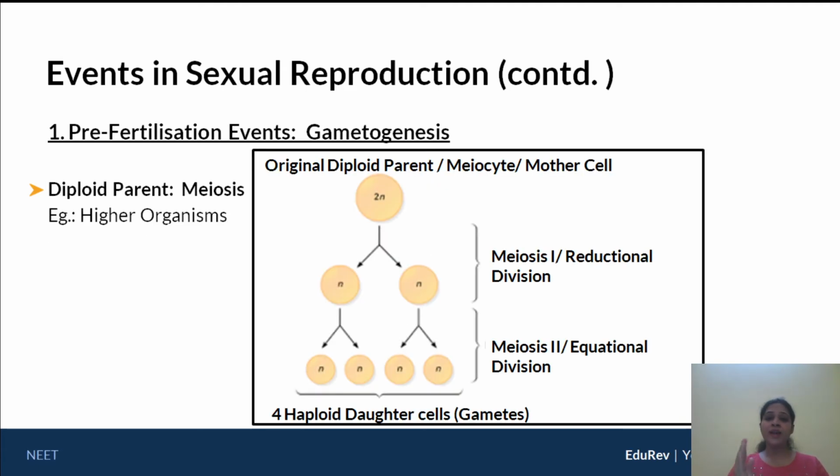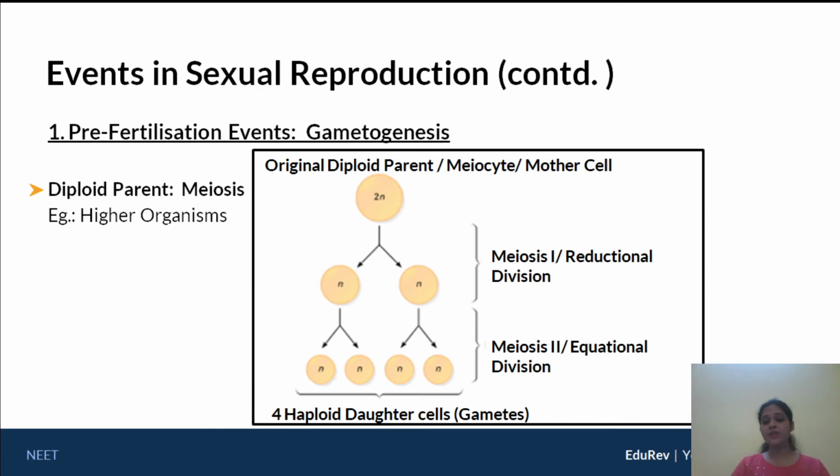Now, first of all, gametogenesis in a diploid parent. Now, if a diploid parent undergoes gametogenesis, it is always by meiosis. Now, always remember the end product, that is the gamete, has to be haploid. That's the rule that we have studied. Okay. Now, this is a concept of high organisms because most high organisms are diploid in nature.